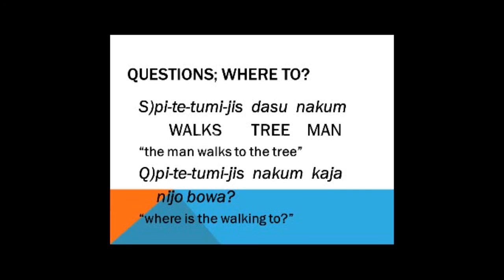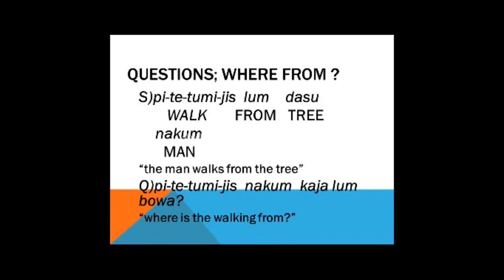My apologies. And let's just change the orientation of the movement and talk about where he's walking from. Pitya tumi salum dasunakum. The man is walking from the tree, or walks from the tree. And again, I don't know that it's from the tree, so you're not going to see information about from the tree in the sentence, in the question. And I'm going to have at the end of it kaya lumboa, where from, and I'm going to say Pitya tumi yisnakum kaya lumboa. Where is the man walking from?